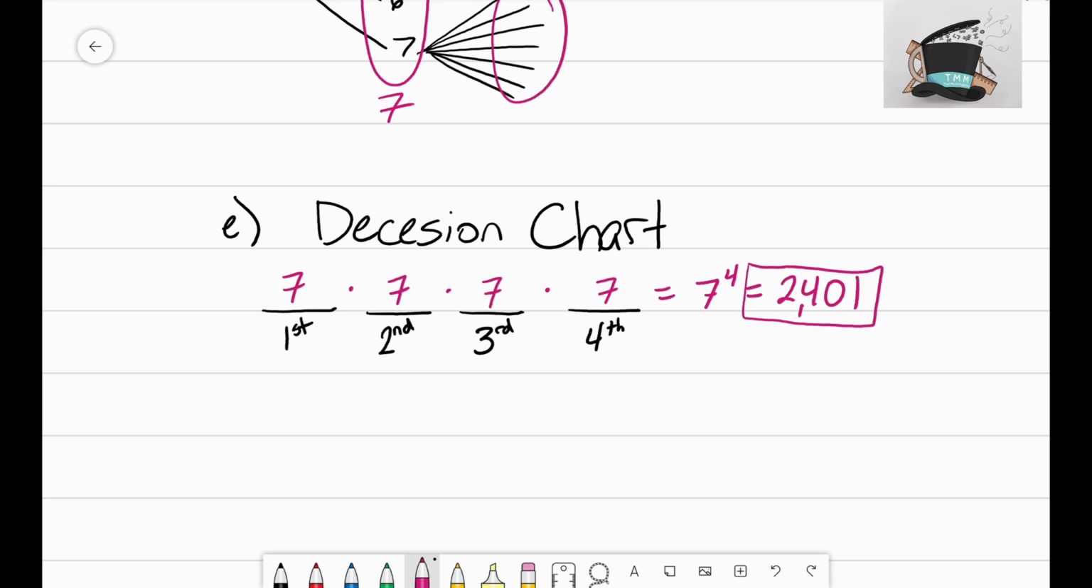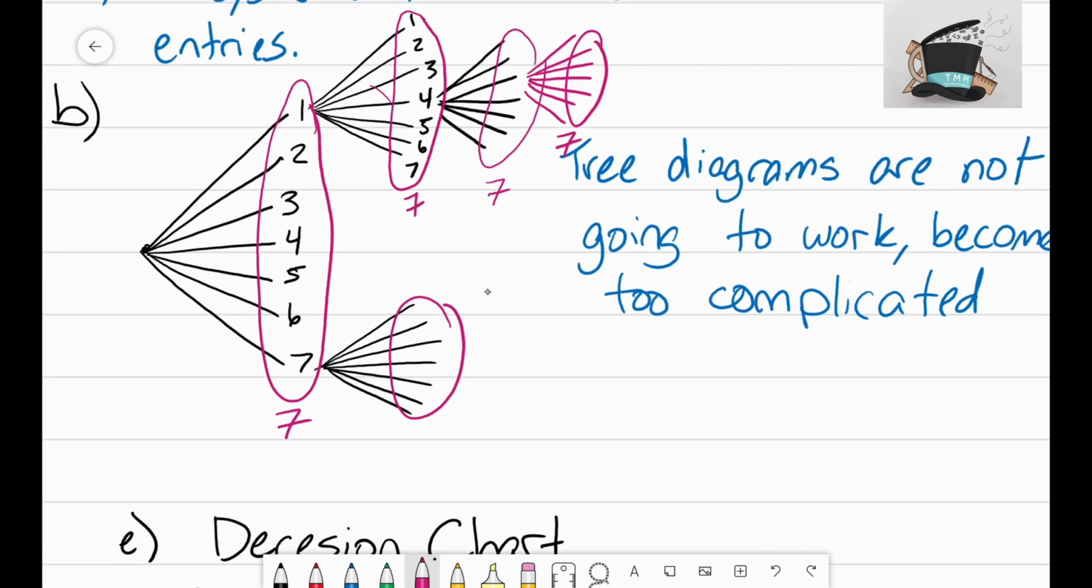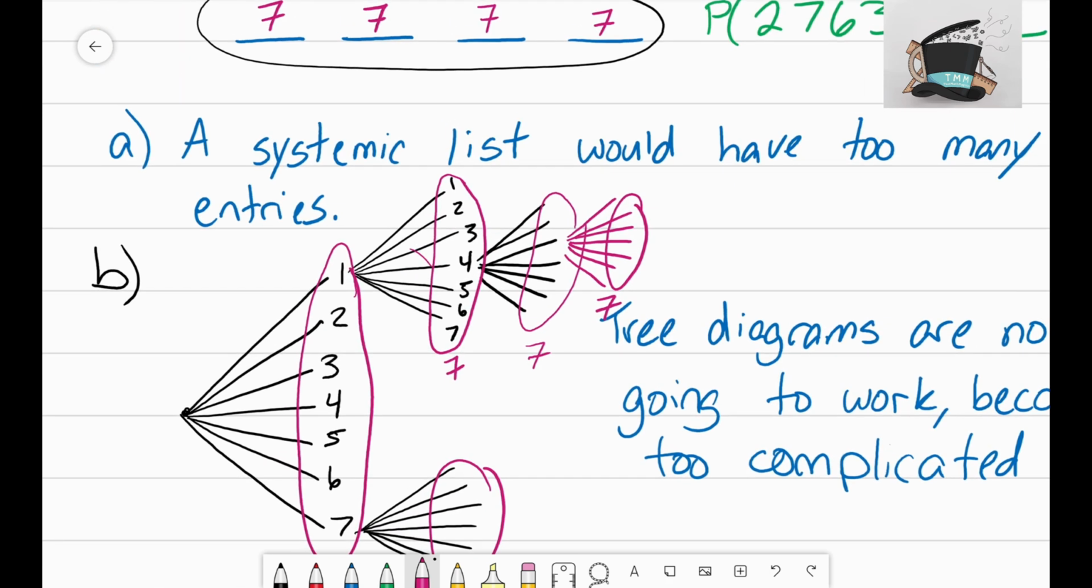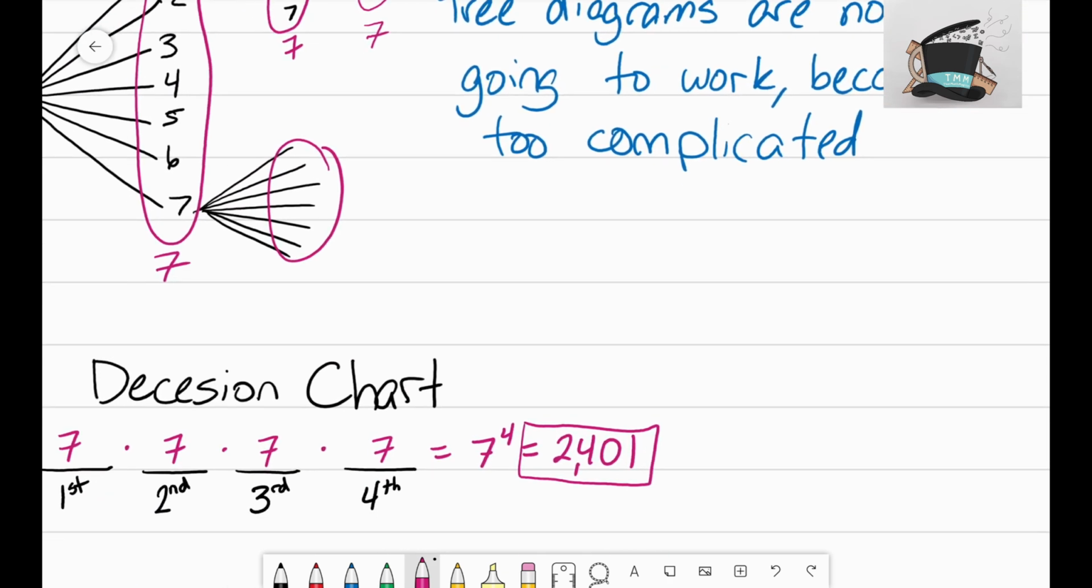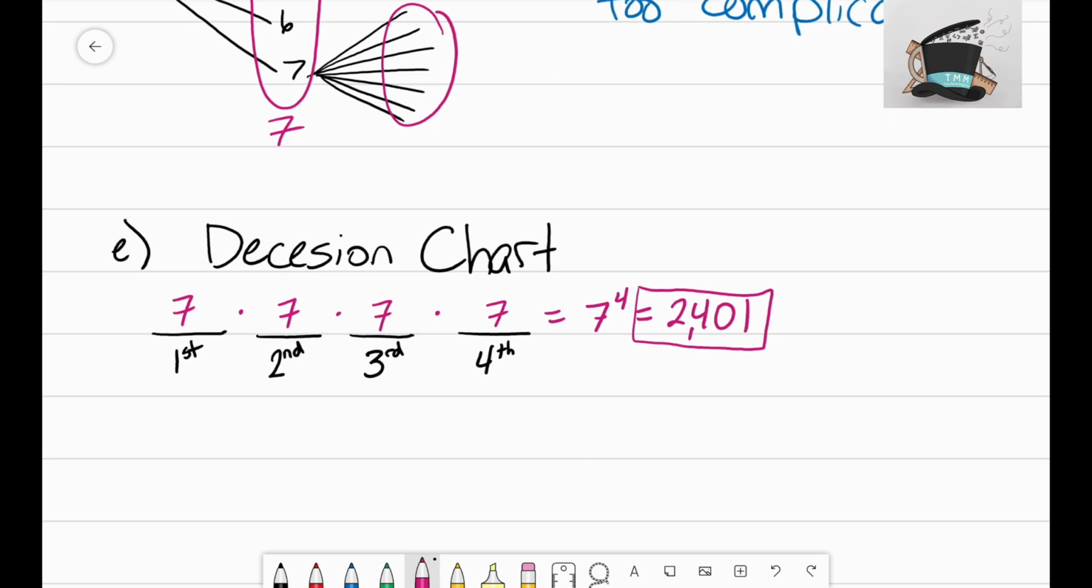And I want you to think about this number that we just found. That means when we were making our tree diagram here, we would have needed to draw 2,401 branches in order to have a complete tree diagram. Back in letter A, when we were making our list, that means we would have had to list out 2,401 different numbers. That is why we don't want to stick with our old methods that we were used to.